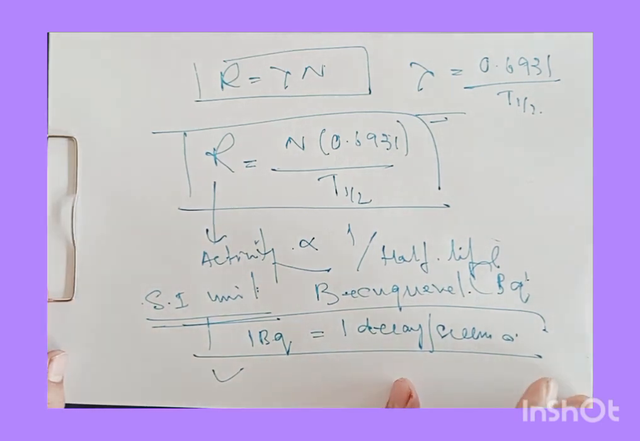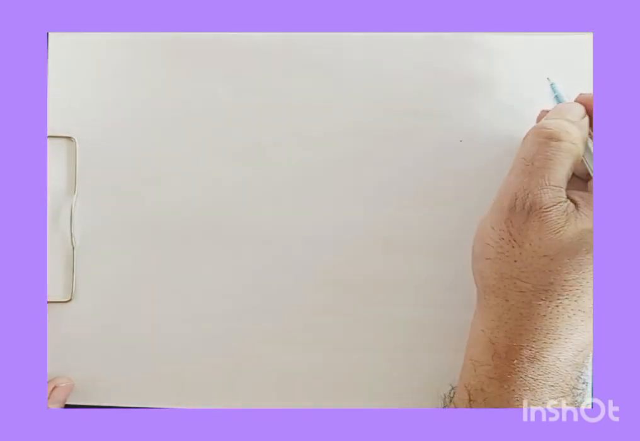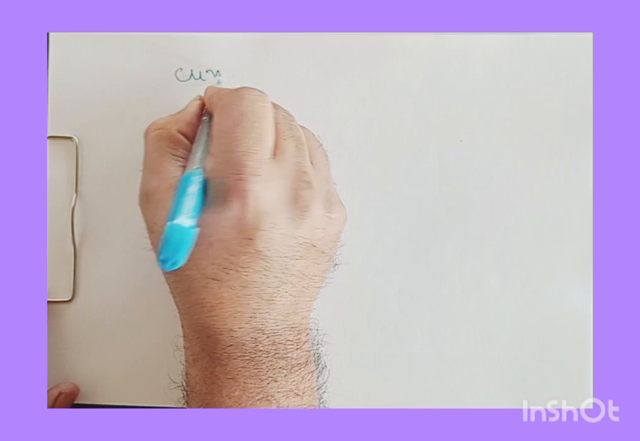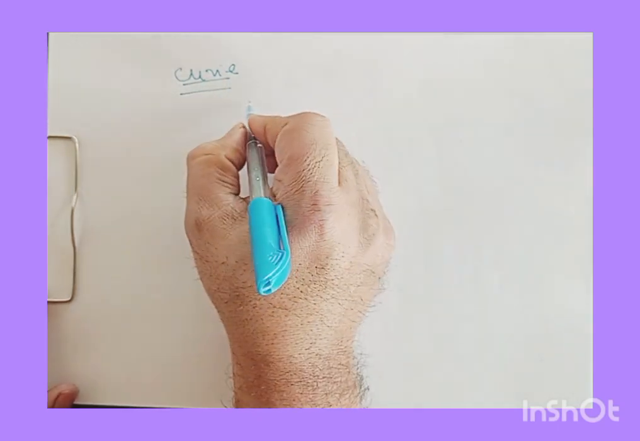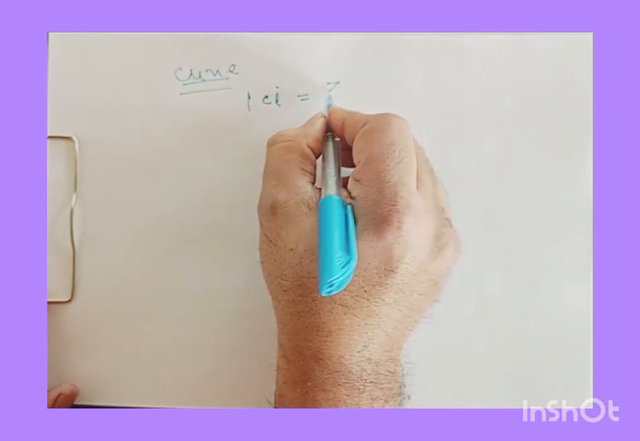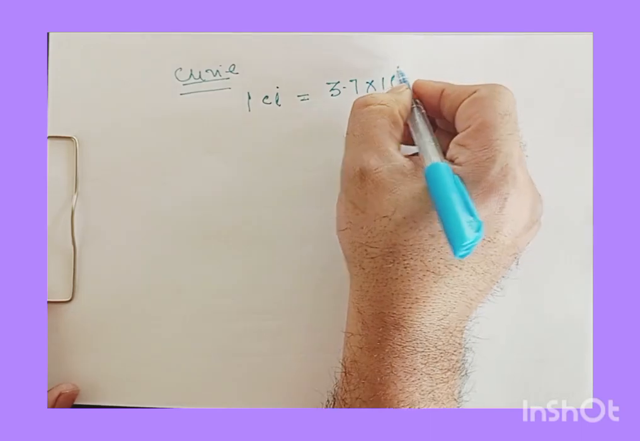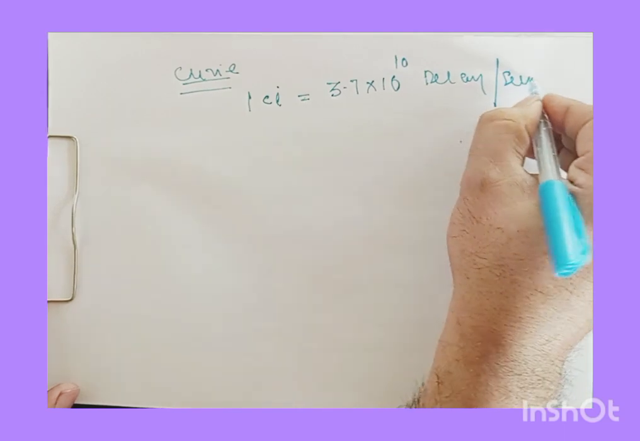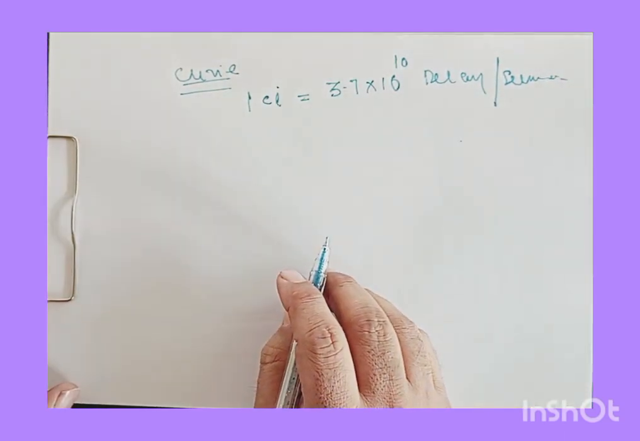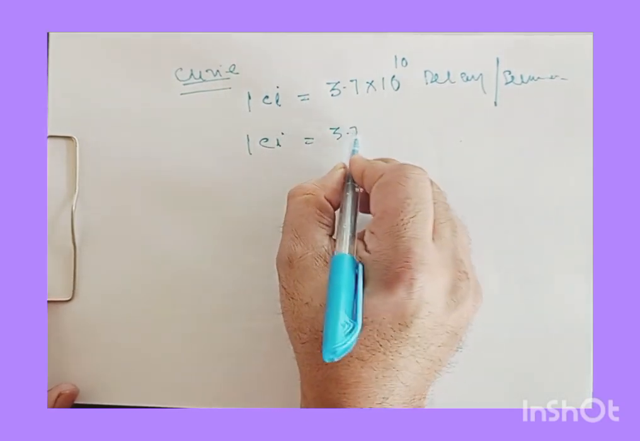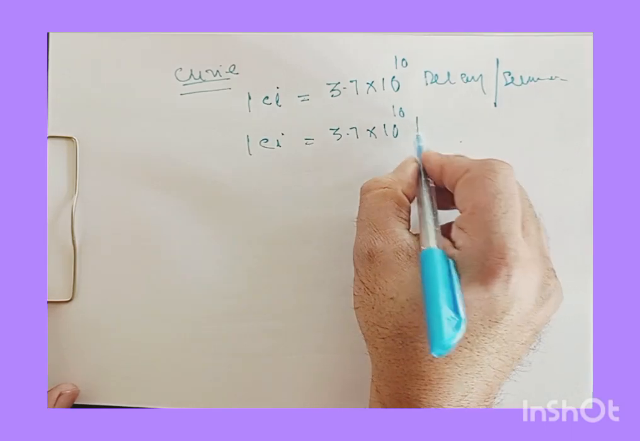And if we go back to some older units of activity, there are other additional units, but the older one is Curie. This 1 Curie, that is Ci, is 3.7 times 10 to the power of 10 decays per second. So this is 1 Curie, and we can automatically say that 1 Curie is 3.7 times 10 to the power of 10 becquerels.